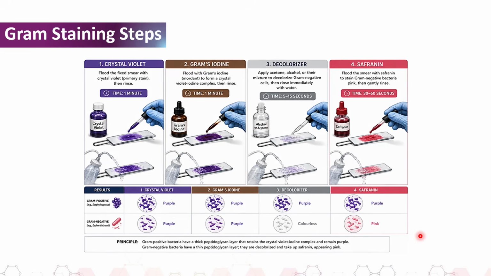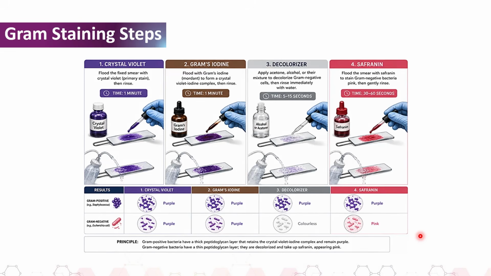Now let us look at the gram staining steps, or the various steps involved in the gram staining technique. So the first step has to do with the application of the crystal violet. The second step has to do with the application of the gram iodine, which is the mordant. The third step has to do with the decolorization step, and the fourth step has to do with the addition of the counter stain, which is the safranin.